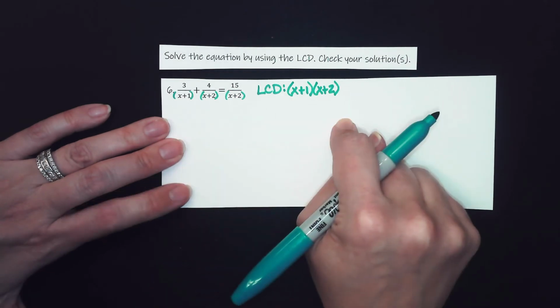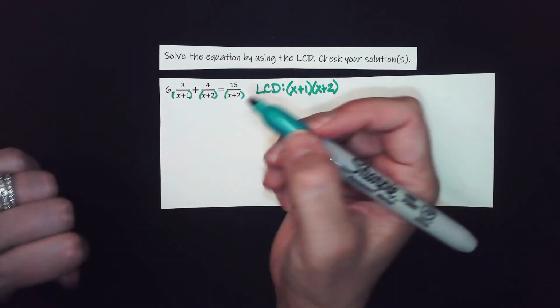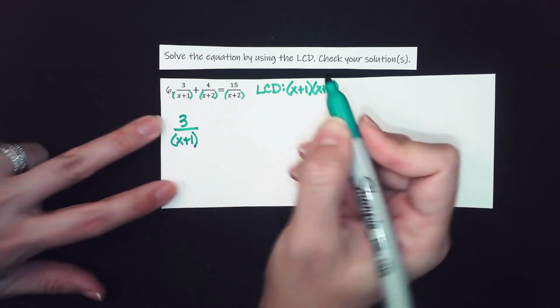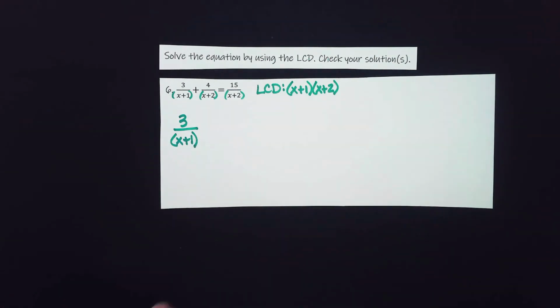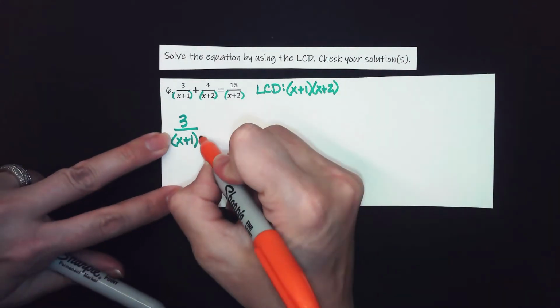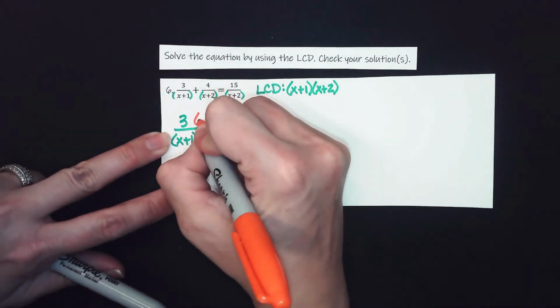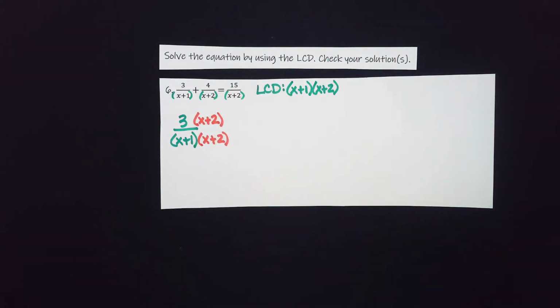All right. So if I have this first fraction in my problem, it is 3 over x plus 1. Well, I need the denominator to be x plus 1 times x plus 2. So I need this one to have times an x plus 2. If I do that on the bottom, I have to do it on the top.